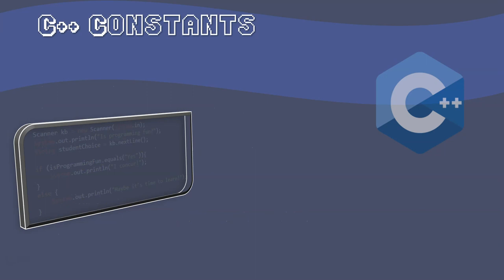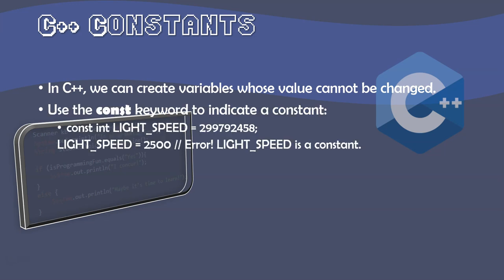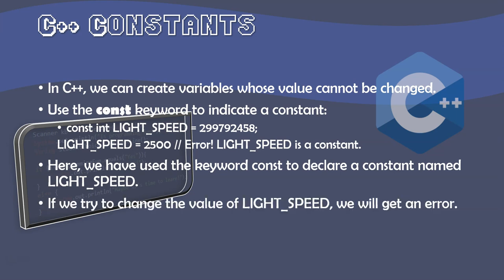We, of course, can also handle constants as well. Remember, constants are variables whose value cannot be changed. And in order to do that, we use the const keyword to indicate a constant. So const int LIGHT_SPEED equals 299792458. And if I try to change that, let's say LIGHT_SPEED equals 2500, we're going to get an error because LIGHT_SPEED is a variable that is set to a constant value. Here you'll notice that in this case, the keyword const is used to declare a constant named LIGHT_SPEED. If we try to change it, of course, we get that error as we've noted above.